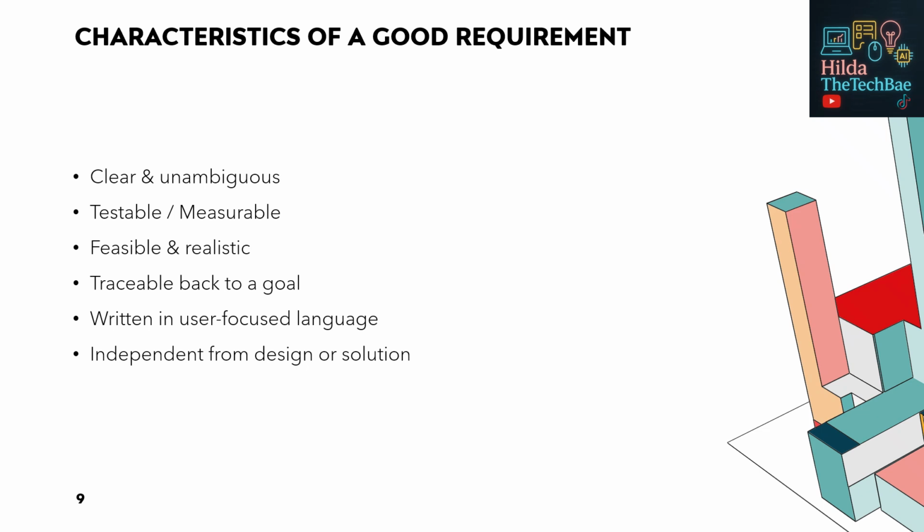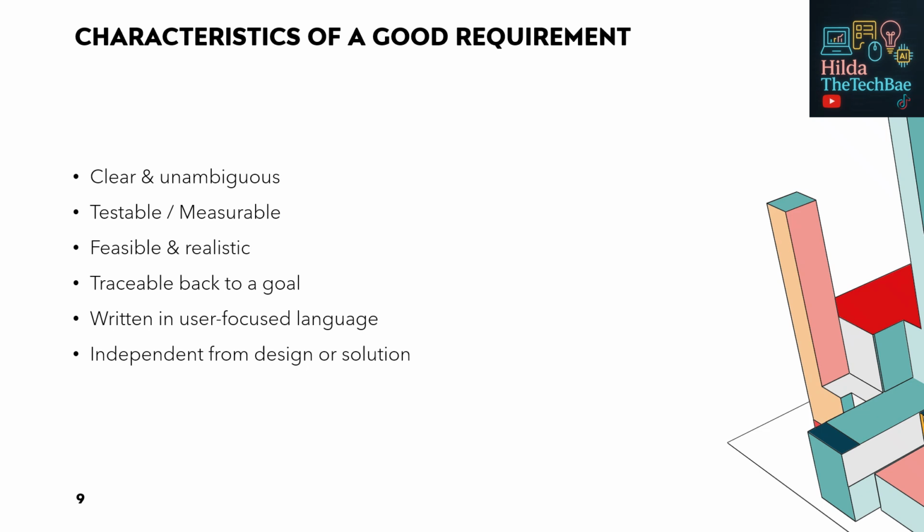The goal is to remove ambiguity so that everyone from the stakeholders to the developers to the testers can interpret it the same way. It should also be testable, meaning there is a clear way to verify if the requirement has been met or not. For example, if the requirement says submit a request in under 2 minutes, the team can measure whether that is achieved. If it says easy to use, that is subjective and it's not measurable.